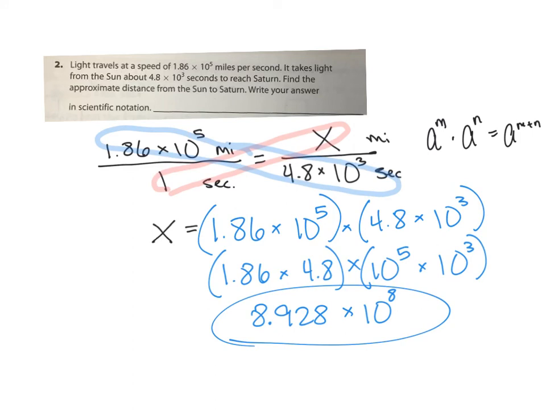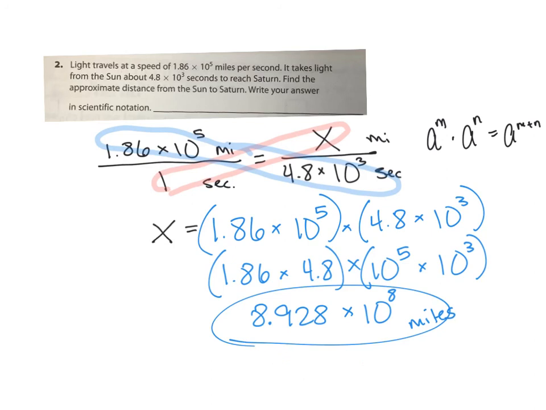That is how, and the question was for distance, so my label is miles. That's how many miles it will be. 8.928 times 10 to the 8th. What is that going to be in real life? 8.928. That's 1, 2, 3, 4, 5, 6, 7, 8. 892,800,000 miles. That's a lot. Big, big, big. We don't want to deal with all those zeros if we don't have to.